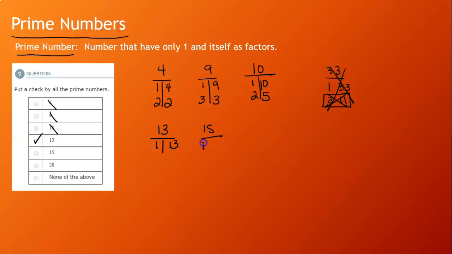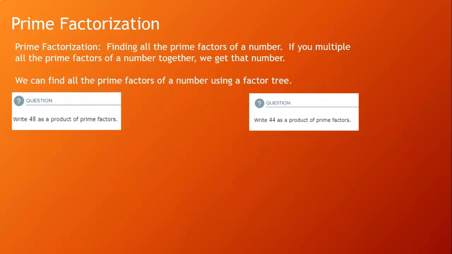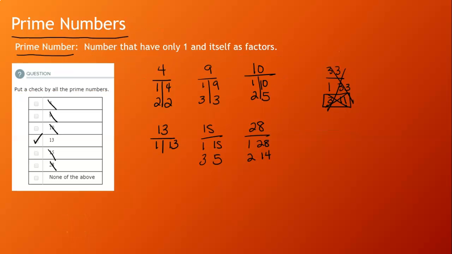Now we're going to try 15. 1 and 15, 2 doesn't work, but 3 does. 3 times 5 makes 15, which means 15 is not prime. 28, 1 and 28. 2 and 14. There are others, but I already know now that 28 is not prime, so I'm done there. That's how you find prime numbers.